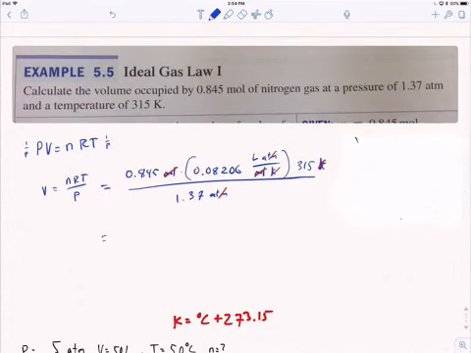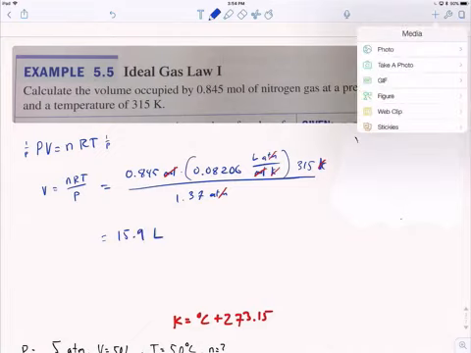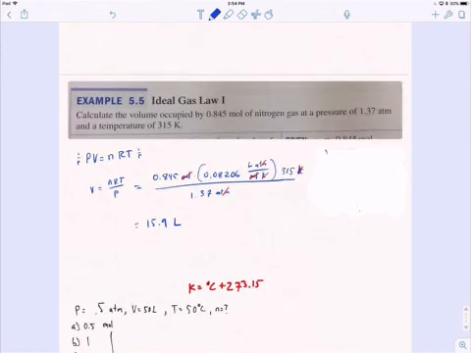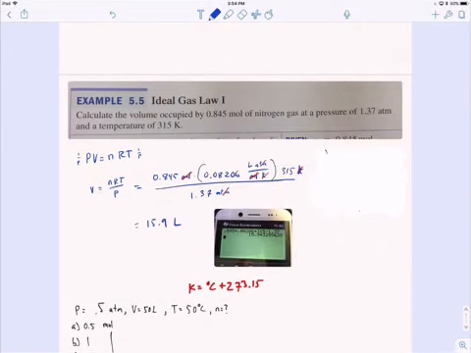R is a gas law constant. You get the constants, you don't have to memorize them. And this is 15.9 liters.